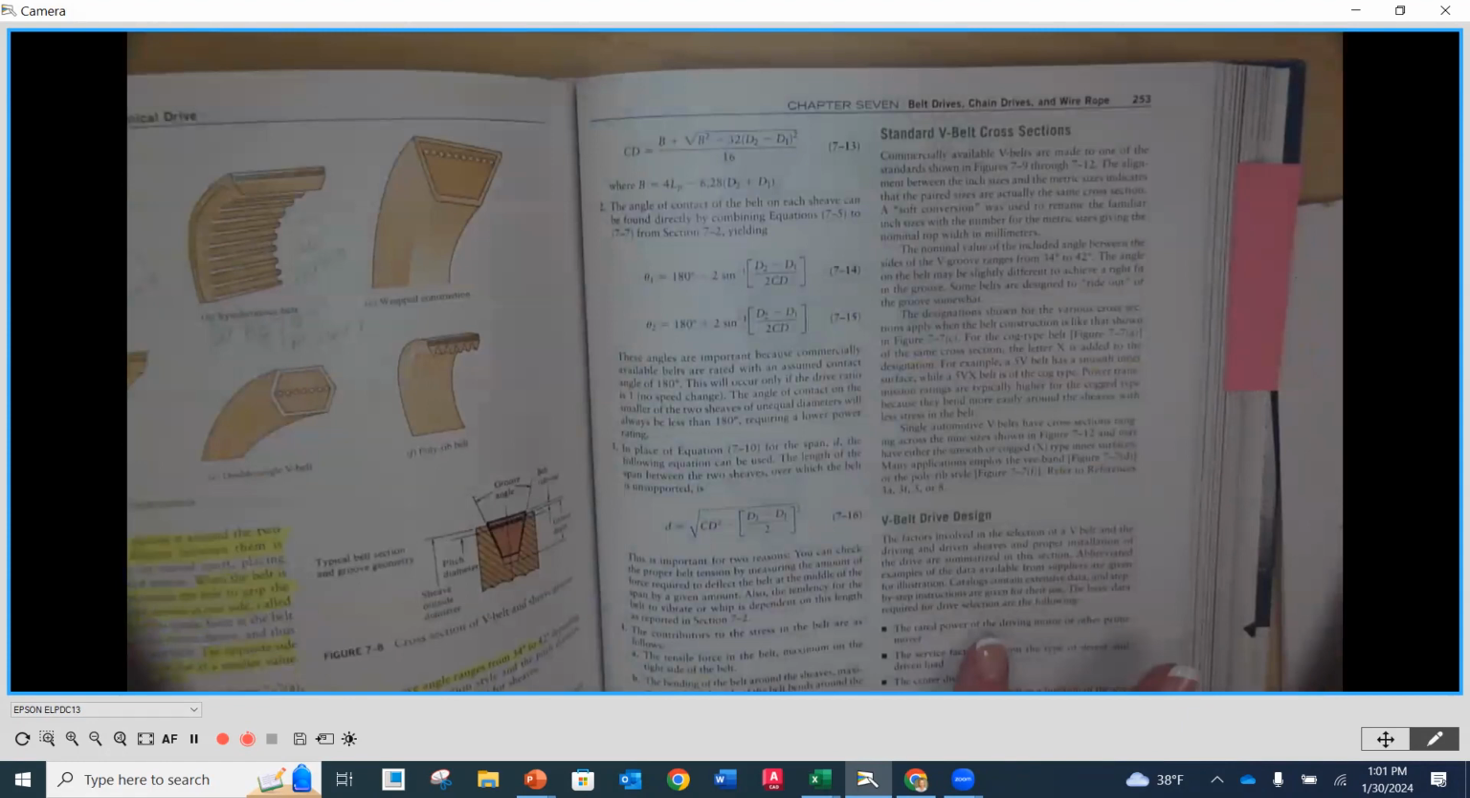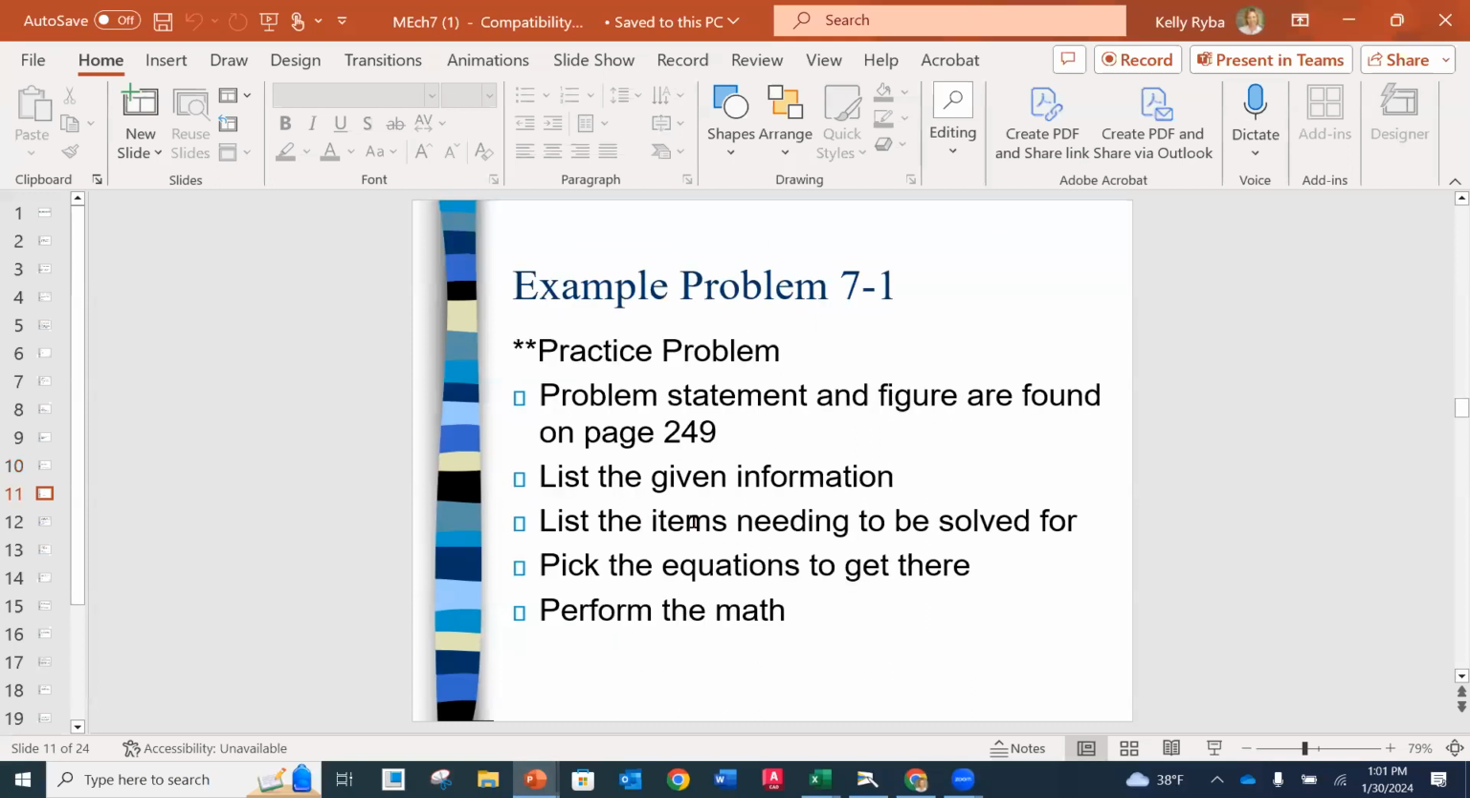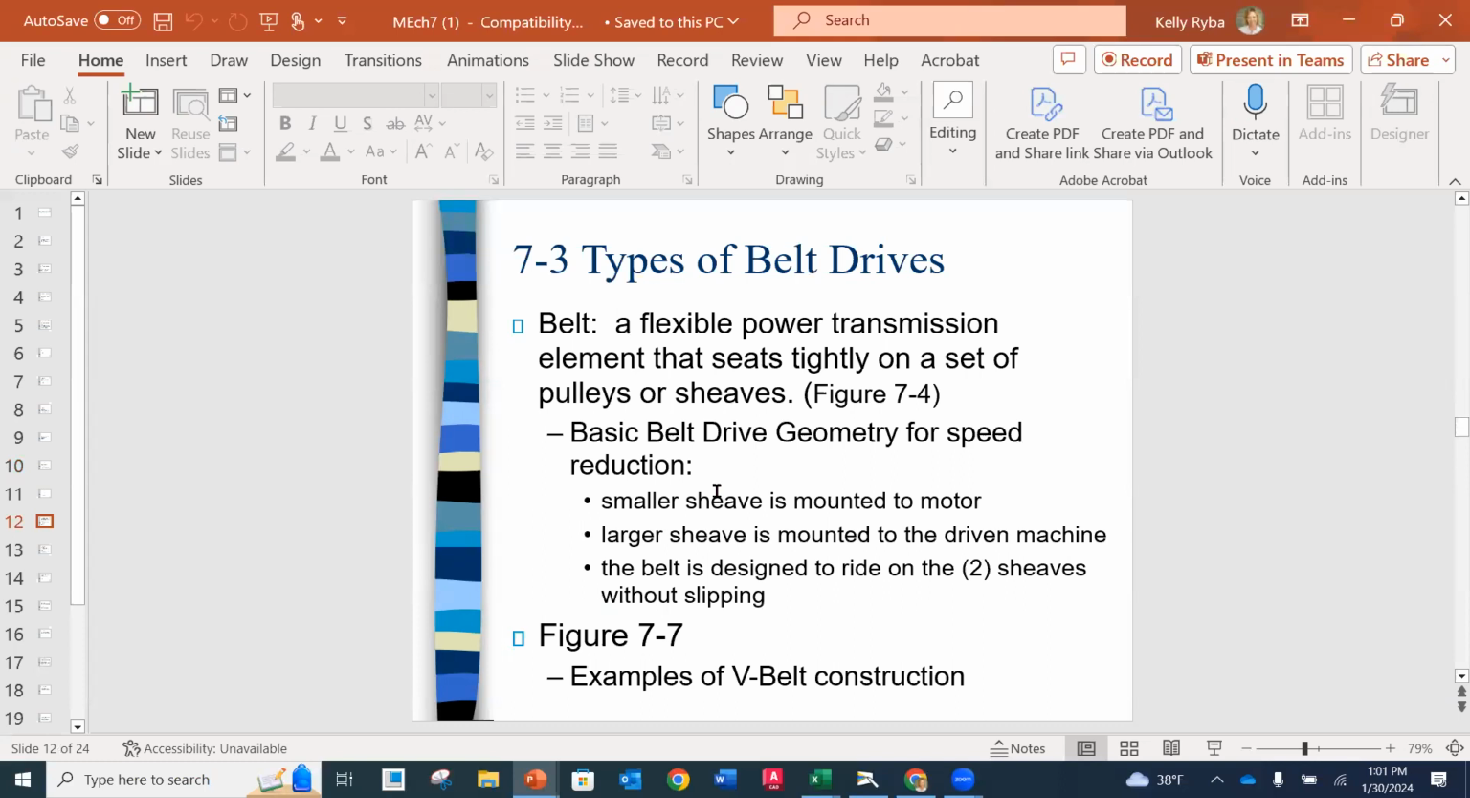Okay. So what I'm going to do is we're going to be looking at our example, I believe, coming up here. Oh, no, not yet. I am too eager to get to the example. There's a little bit in between here yet. So we looked at example 7.1, and now we're going to be looking at a little bit more specifics on the types of belt drives.